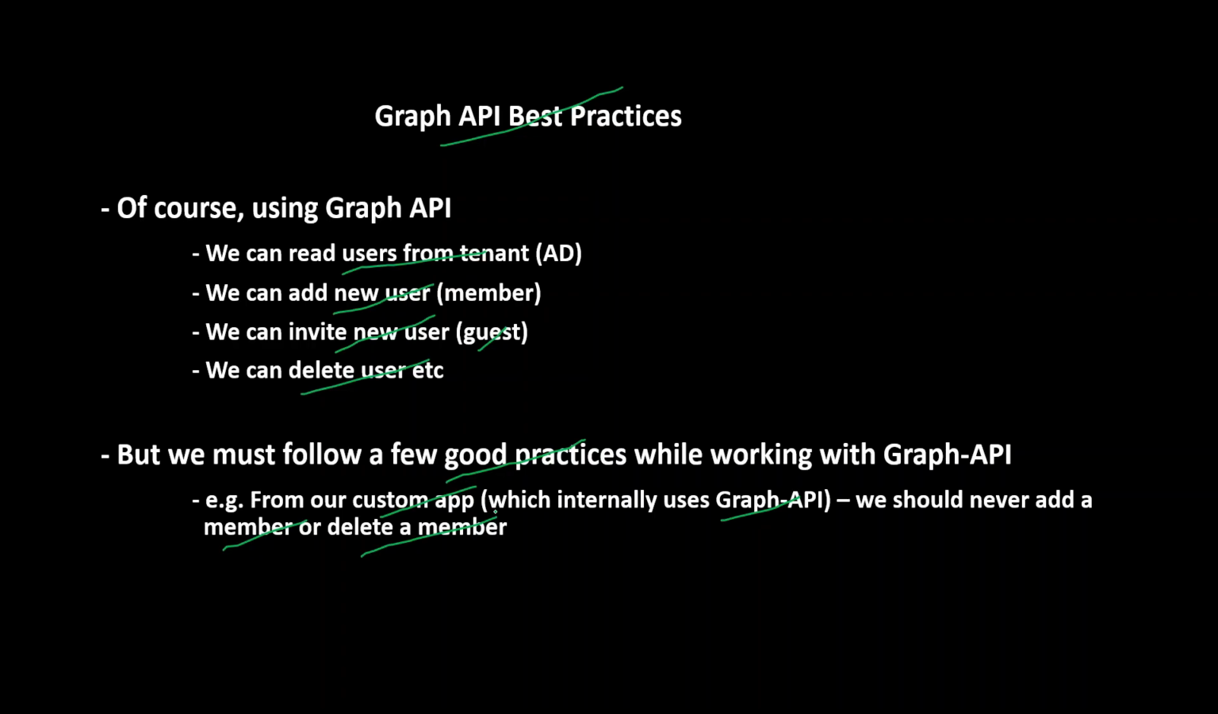So what I mean is, when we want to add a new member with @abcd.com, or we want to delete a member, ideally we should leave that responsibility to our HR or to our infrastructure team, because these are very critical operations, right? But if you are reading all the users from the tenant from your custom app, that is okay. Or if you are inviting a new user, that is a guest user with a Gmail id, that is also okay. I guess it was easy to understand, right? So again, adding a member or deleting a member we should never perform using Graph API from our custom application.